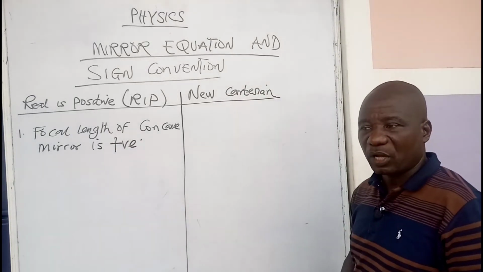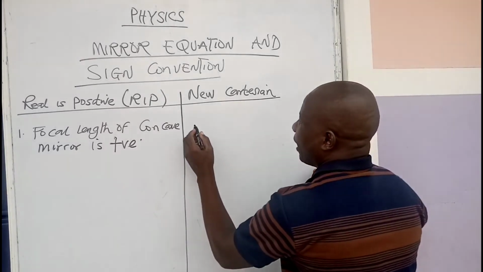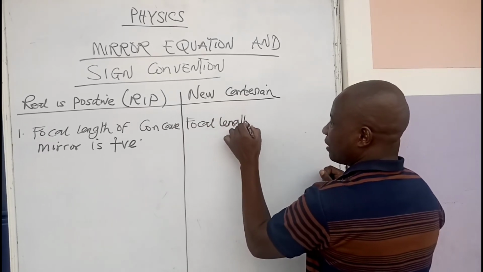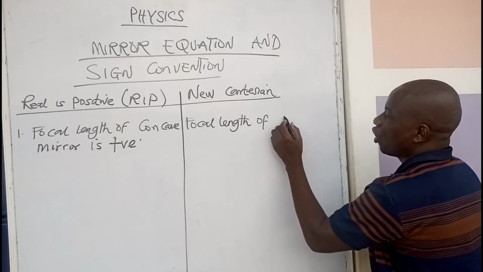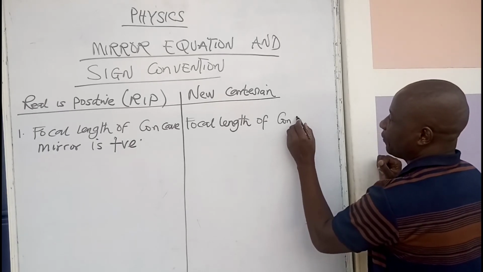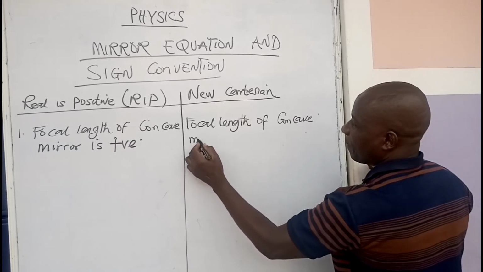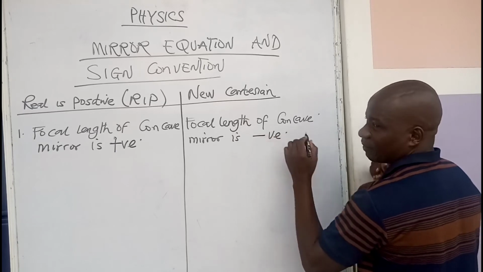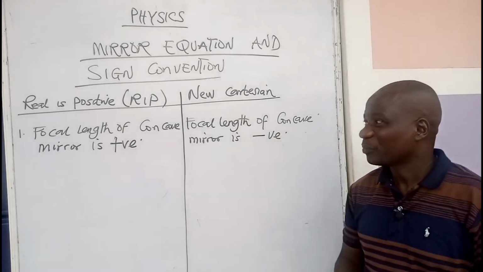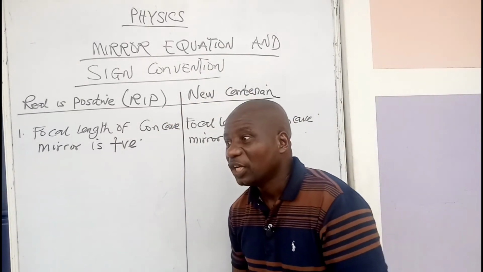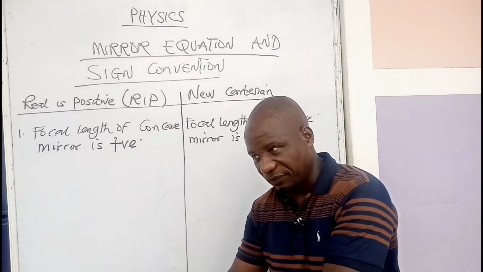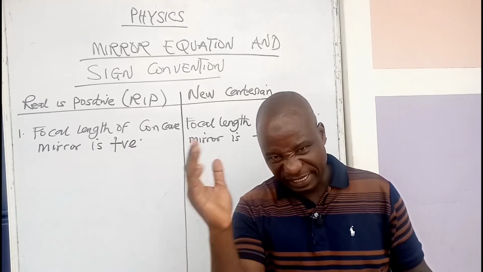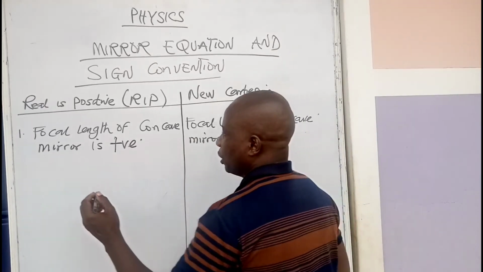Focal length of a concave mirror is positive. Here we have the focal length, you can see, it's very interesting. Focal length of a concave mirror, I want to simplify it for you, is negative. You can see the difference. Under real is positive, the focal length of a concave mirror is positive. But for the new Cartesian, the focal length of a concave mirror is negative. So we go to the next one.